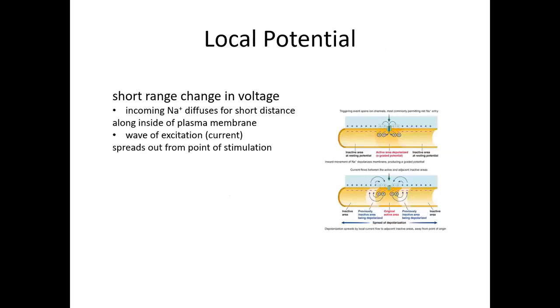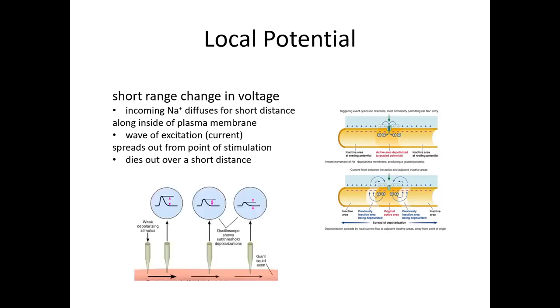The next concept is something called a local potential, which we have not talked about before. This is a very short-range, nearby, neighborly change in voltage. When the sodium rushes into the axon, it will diffuse down its concentration gradient for a short distance on the inside of the plasma membrane, causing this little wave of excitation, this tiny current spreading out from the point of stimulation. The drawings there show it spreading out to the right and left, but I want you to realize it's not just in one plane. It's actually spreading out like when you put a little pebble in the water and you see the ripples going out in 3D.